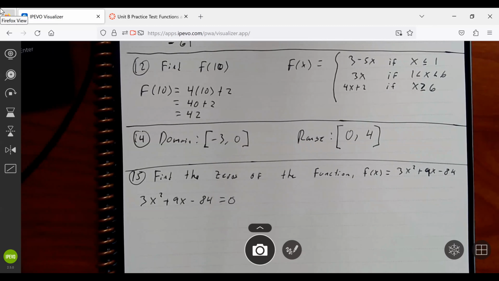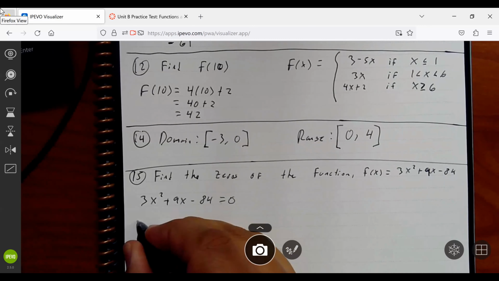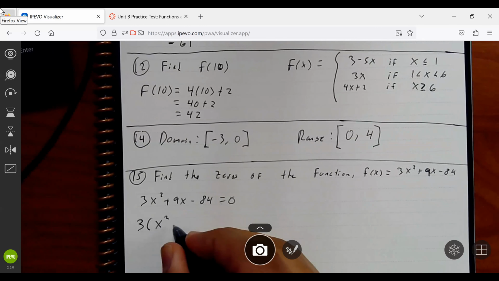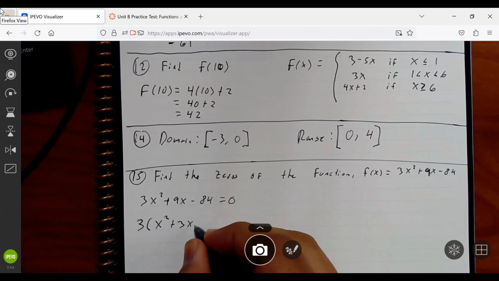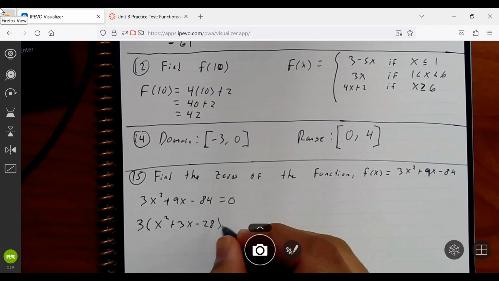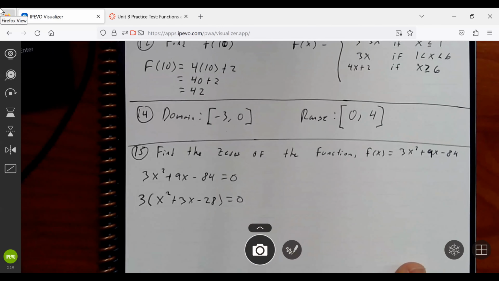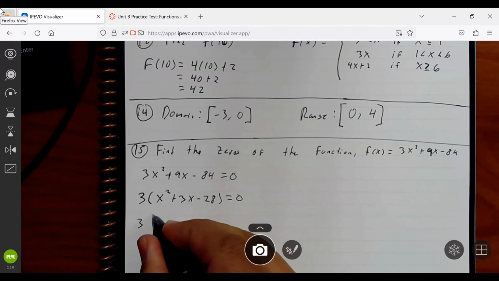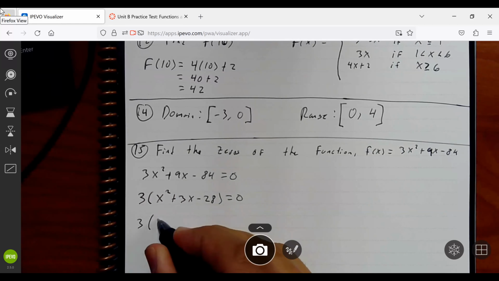Does 3 go into 84? So it looks like we can do a GCF on all 3, right? It does. Yeah, it does, right? Yes, 28. Cool, thank you. All right, so GCF is out. Now we can factor this a little easier. Does it factor pretty?